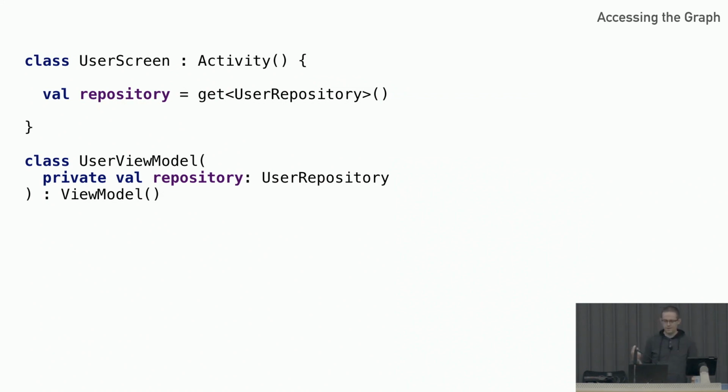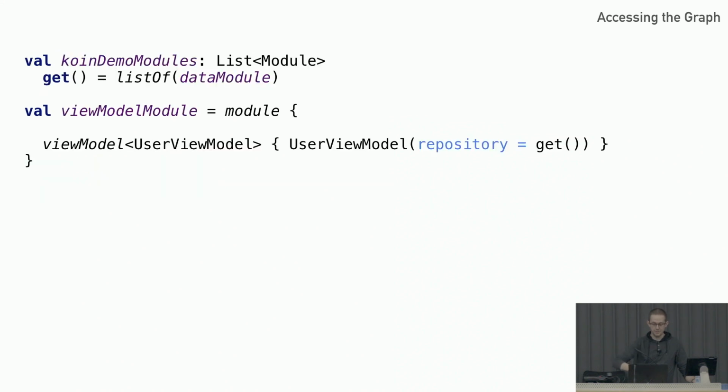So now, our screen shouldn't be dealing with the repository, though. It should be dealing with the view model, and the view model should be taking the repository. So let's add the view model, which needs that repository, to our graph. And we can do this using a new keyword called ViewModel.